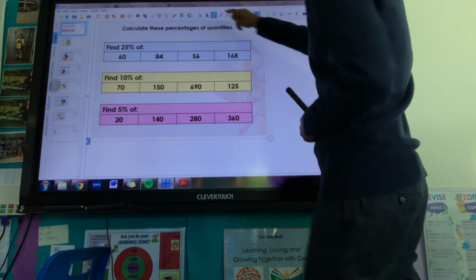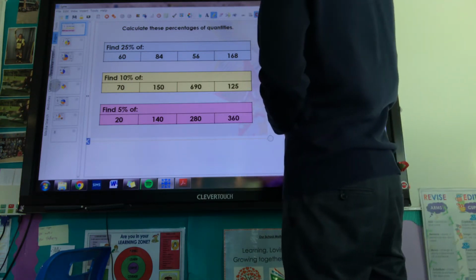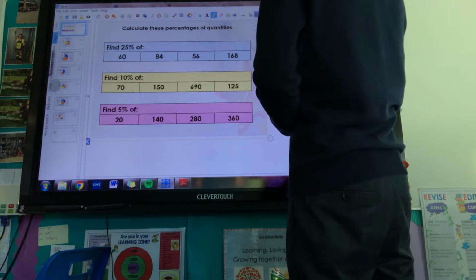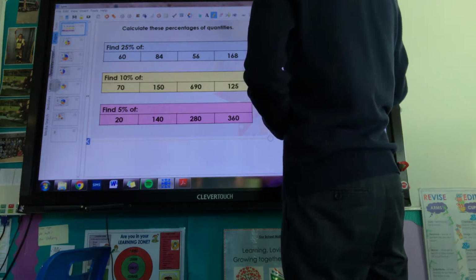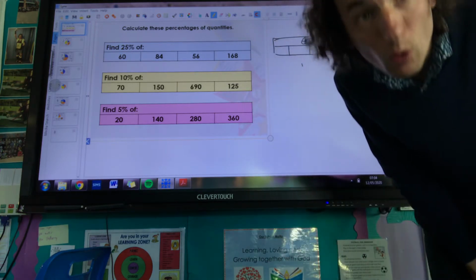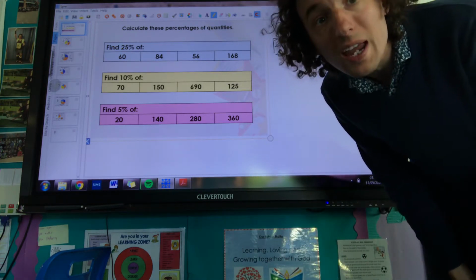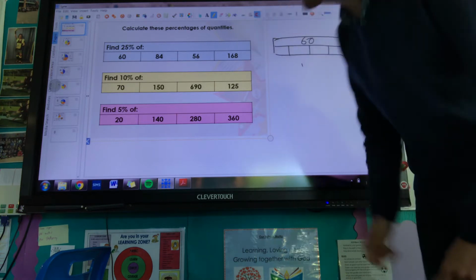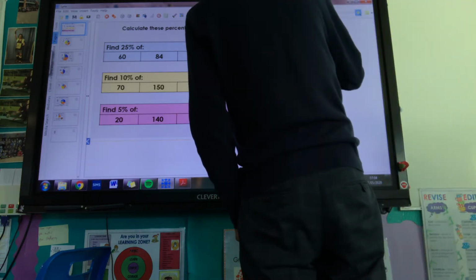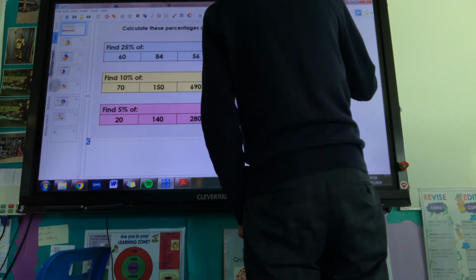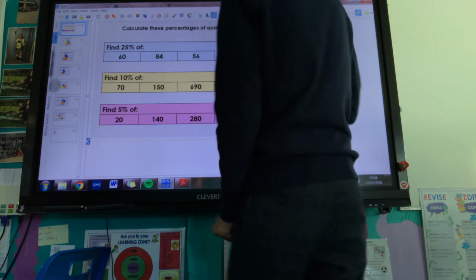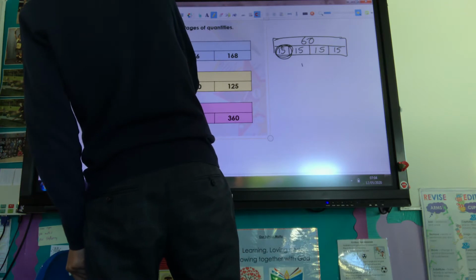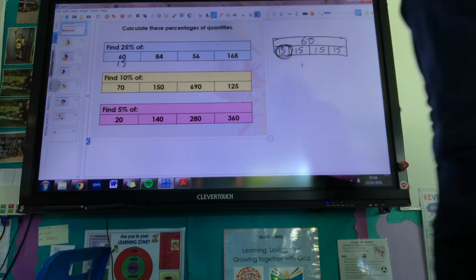So what we can do if we're using a simple bar model, you don't have to use a bar model here, it's just to help some people, is if I've got 60 and I'm splitting it into 25% quarters, it's 60 divided by 4. 60 divided by 4 is, Lacey, what is it? Yes, it's 15. So 25% of 60, 25% being the same as a quarter, would be 15. I'm only going to do one on each one, guys, so you're going to have to do the rest yourself to get your brains ticking over.